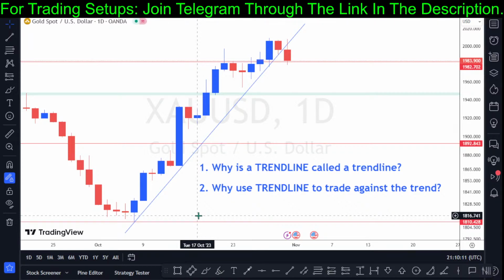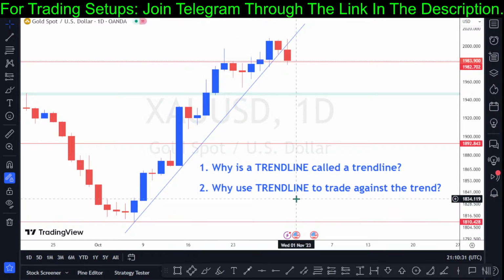Yes, you are right. And someone said again, because it shows the direction of the current market. Yes, my Chinese friend, you are right. Someone also says shows where the market is constant. All right. So trend line shows the direction of the market. Yes, you are right. So now the question is, why use trend line to trade against the trend?